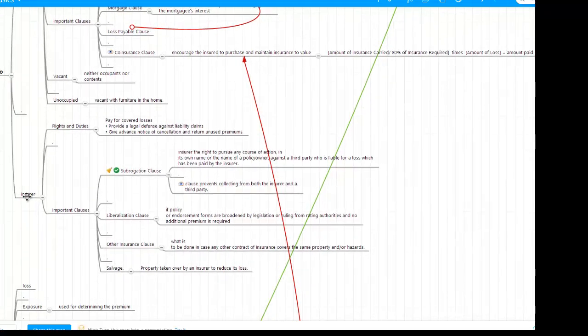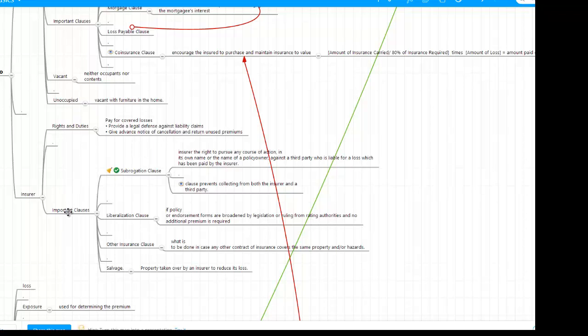Okay, and the insurer has rights and duties. They pay for the covered losses. That's what they're supposed to do. They provide legal defense when a liability claim is filed against you, and they have to give you advance notice of cancellation and return unused premium if it's canceled before the end of the premium period.